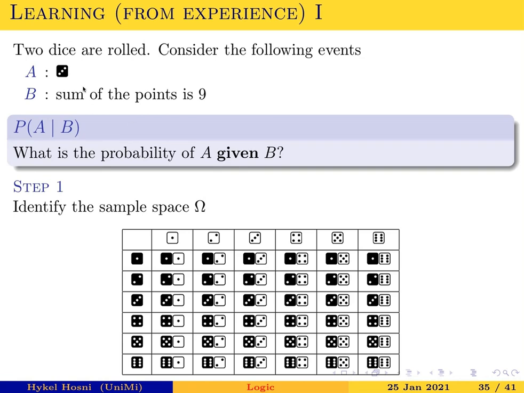Suppose you're in this situation, the two dice situation, and you have two events. Event A is you're getting 3 with the black die, and event B is the sum of the points that you get is 9. Okay, the question is, what is the probability of A given B? That's the idea of conditional probability. I'm skipping all the details because you'll see some of this later on.